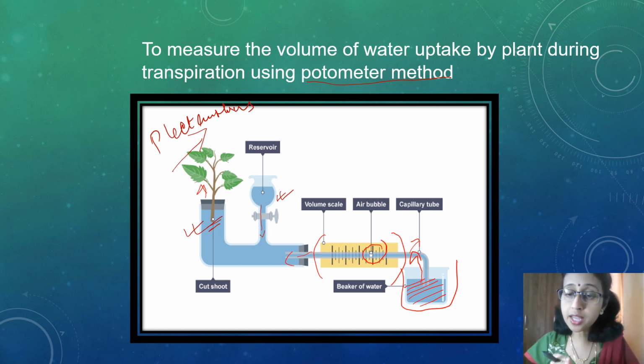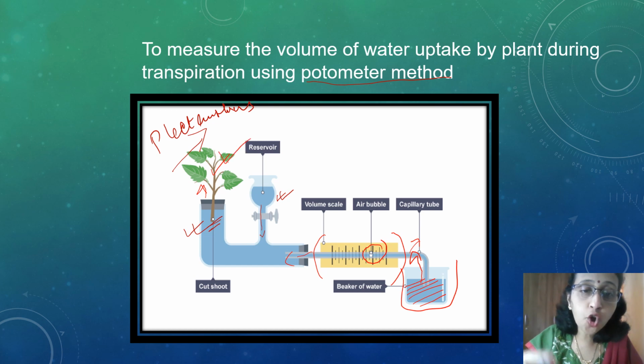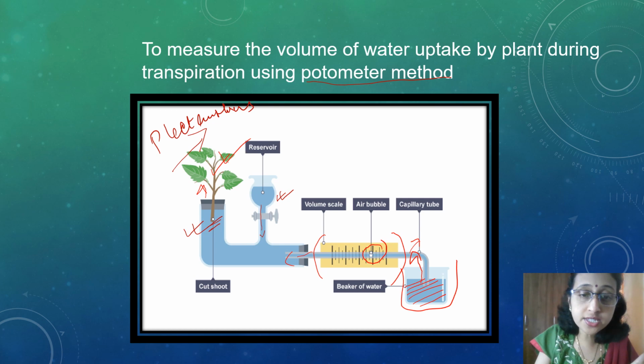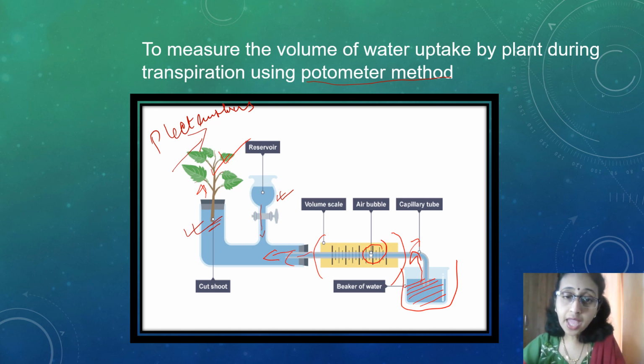If you are holding the entrance of the capillary tube with your fingertip, just slightly removing the fingertip, you can insert the bubble. Only one bubble is required. So what are we doing? We are dipping it in the beaker containing the colored water, and as the shoot is transpiring, it is constantly losing water vapor, which causes water to be drawn inside the capillary tube, and the colored water is entering the capillary tube, and the movement of the bubble can also be seen.